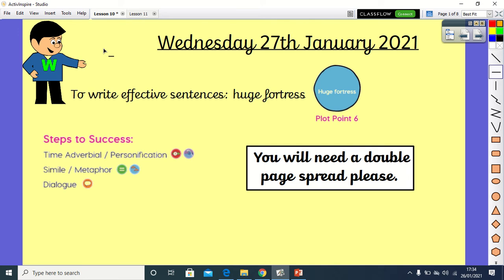You'll need a double page spread again please, so you might want to pause the video here again whilst you set up your 3 learning chunks on one side and then you've got your writing side ready as well.